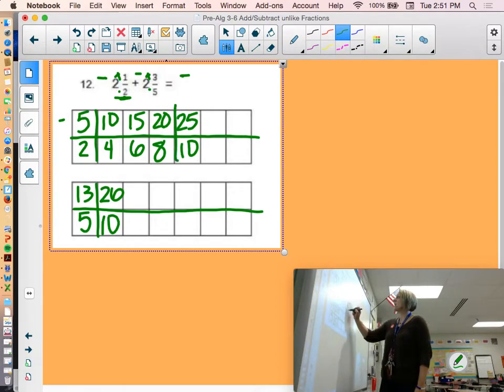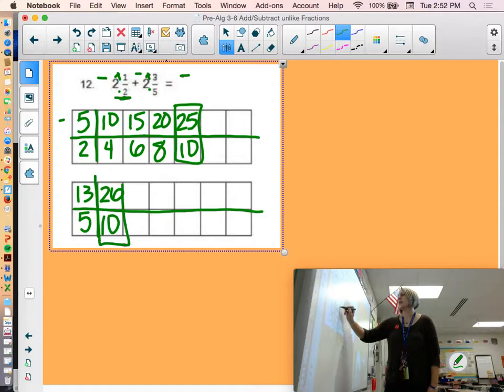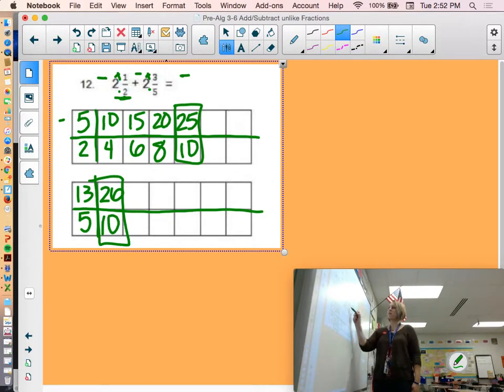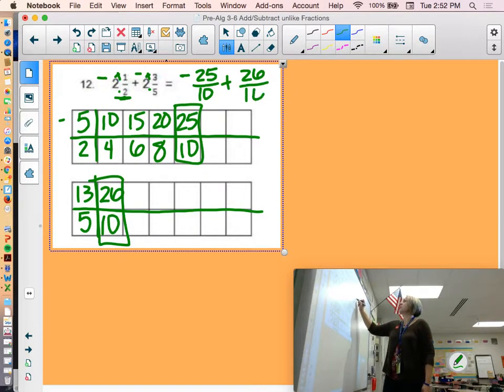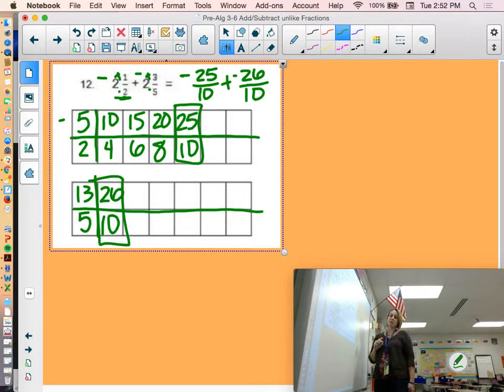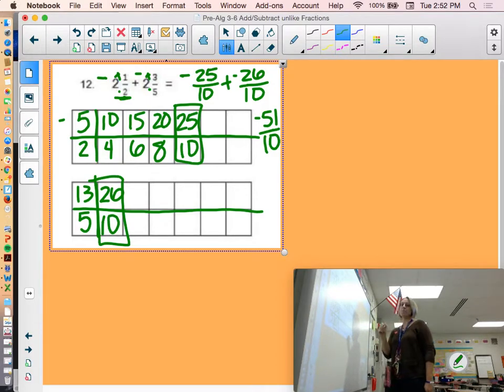Okay, so once I have a common denominator, these are my fractions. I've got 25 over 10, so I'm going to keep that here. And then I have 26 over 10, and these are both negative, so I have to add them together. Make sure you remember that. So 25 and 26 is 51, stays negative, over 10, but I can't leave it like that. I have to simplify. I'm going to get it wrong unless I simplify.